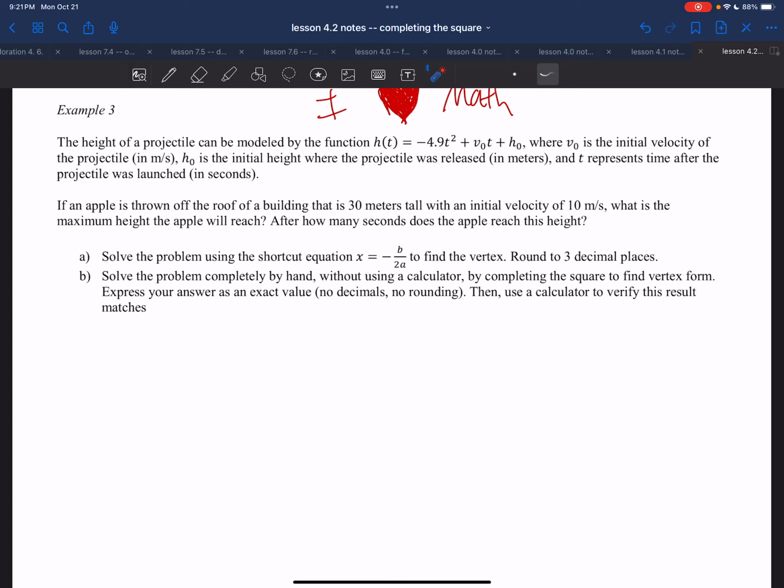So it says this equation given here models the height depending on time. Now, guys, this is more abstract, okay? Because it's not position.